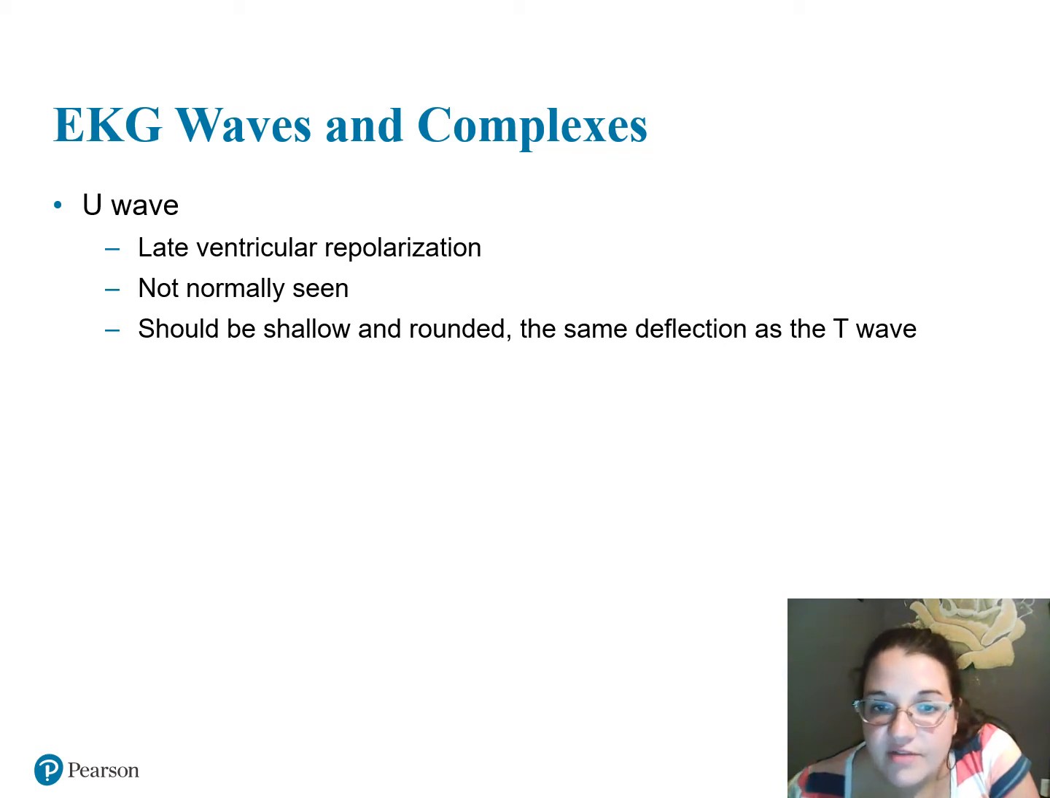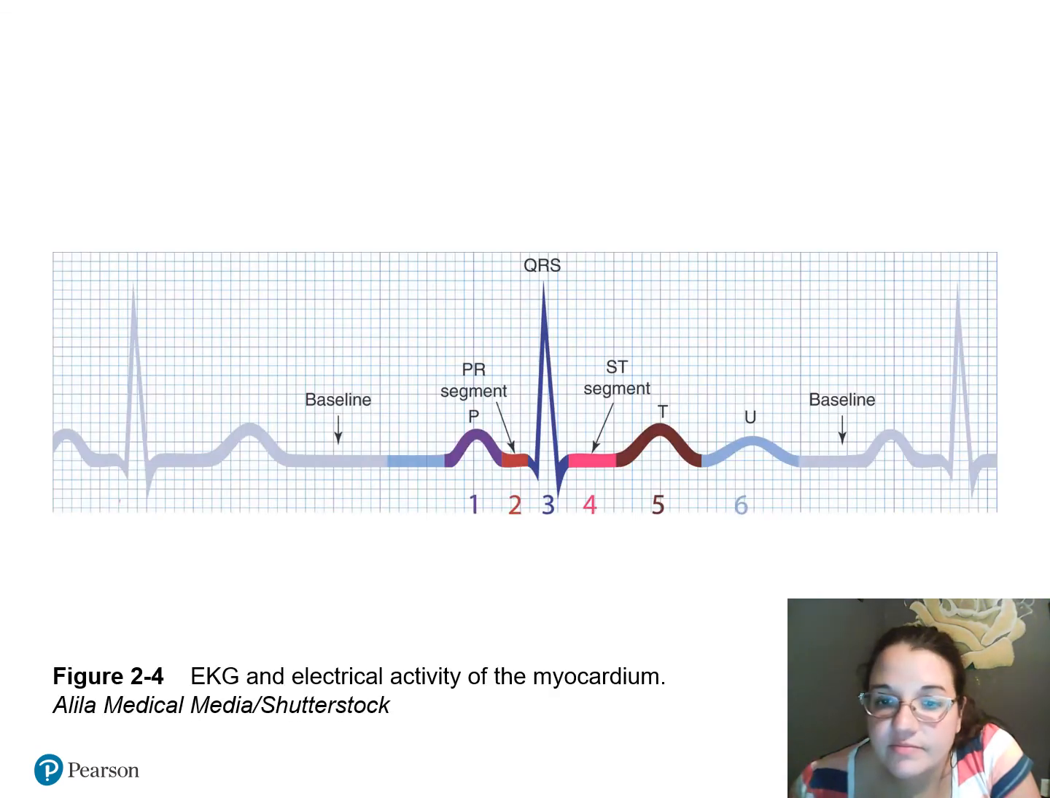Your U wave is called late ventricular repolarization. So maybe that heartbeat is a little bit slower than normal and it came late. This is your U wave. It's normally not seen, and it should be shallow and rounded, and it will look a lot like the T wave.